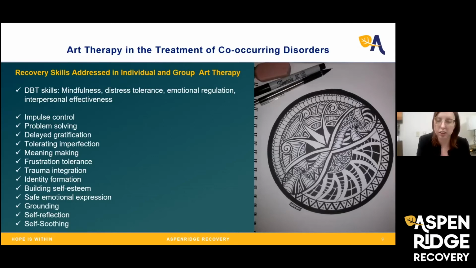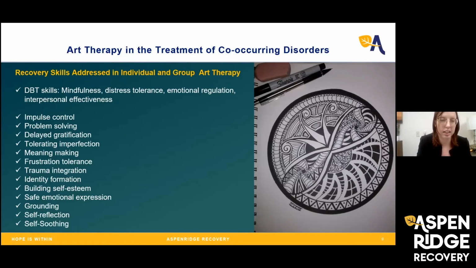Identity formation. A lot of addiction people lose their identity, or they don't know what their identity is without the substance. And in PHP especially, people are working on that, who they are and what their future looks like without the substance in their life. A lot of times they're cutting out family members or friends or things that are part of their using and trying to rebuild the identity.